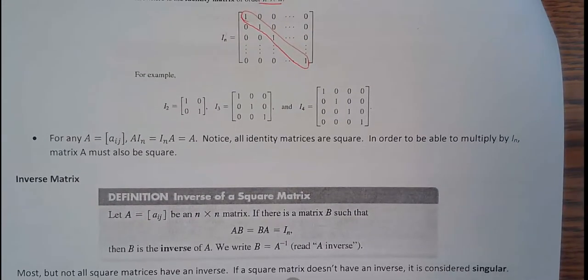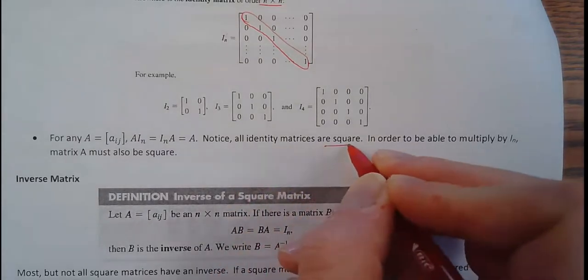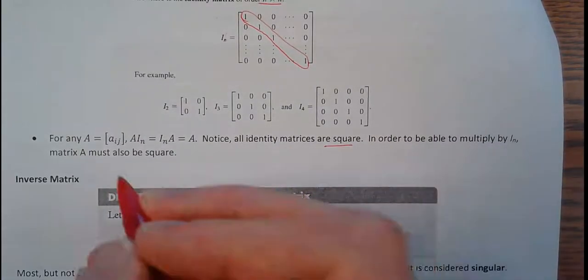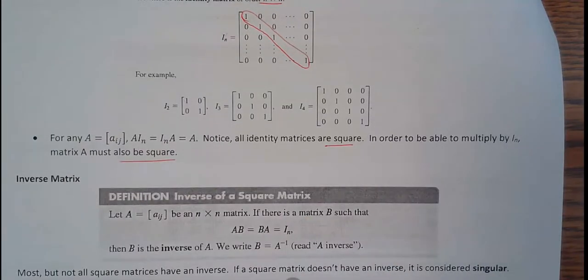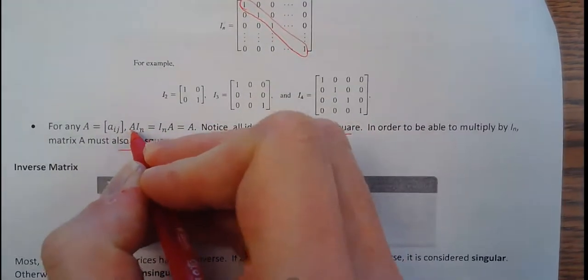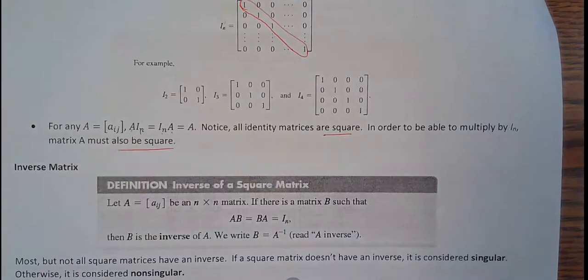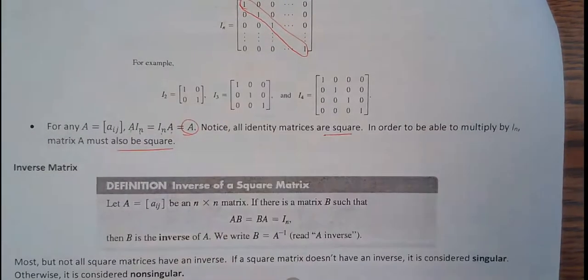Okay, but the thing is, all identity matrices are square, so in order to be multiplied by I, a matrix must also be square. It has to be a square matrix in order to multiply by the identity. So if you take A times the identity or the identity times A, remember order matters here, doesn't matter, whichever way you do it, you get A. Okay, and that's true of this identity matrix.